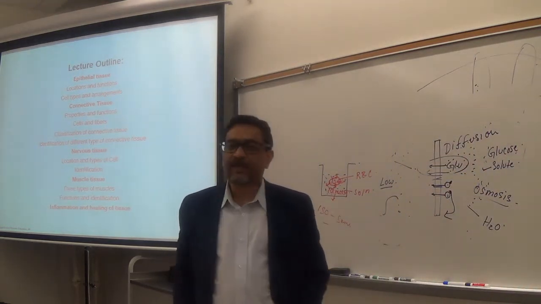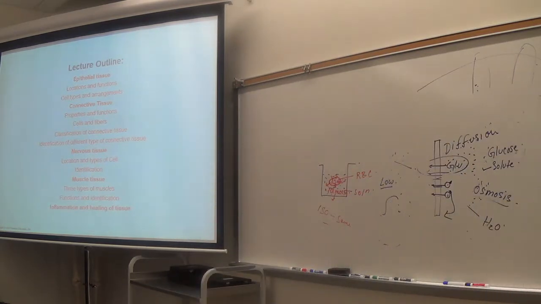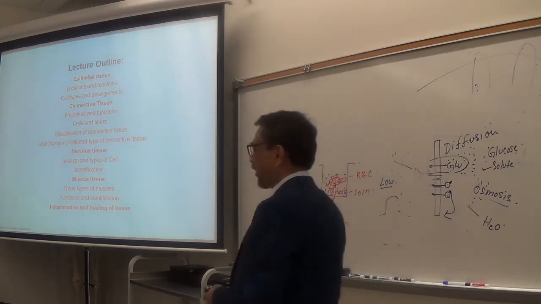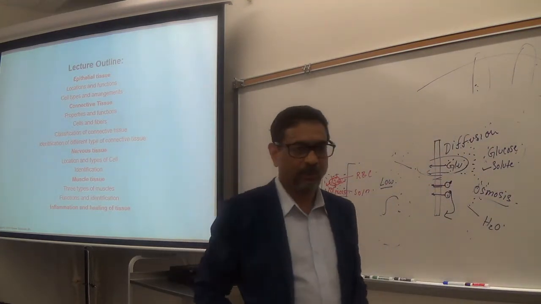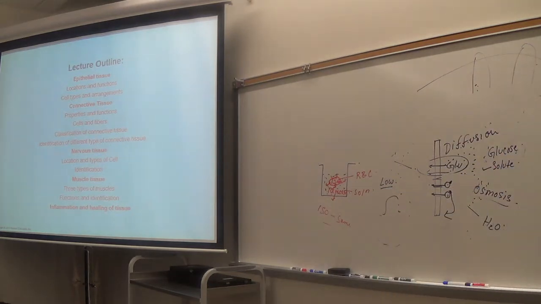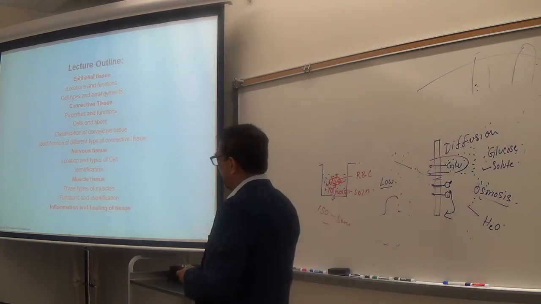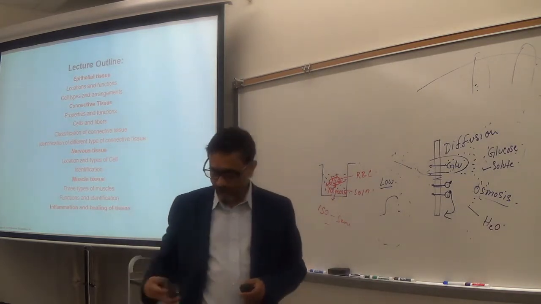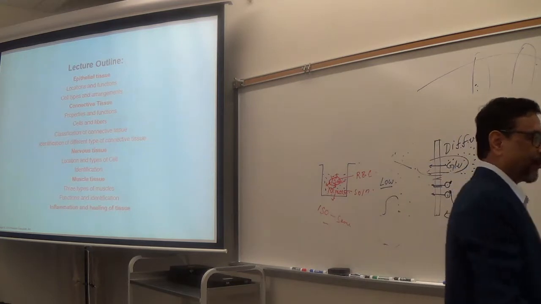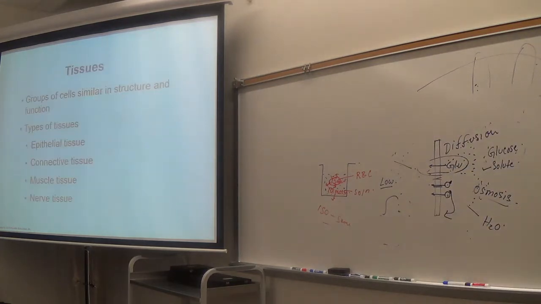There are 4 different types of tissues in the body. Epithelial tissue, connective tissue, nervous tissue, and muscle tissue. So those are 4 different types of tissues. First, we'll talk about the epithelial tissue. We'll talk about the connective tissue. Then we'll talk about the nervous and muscle tissue.